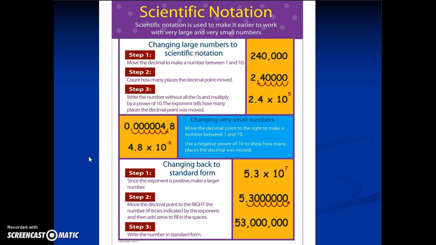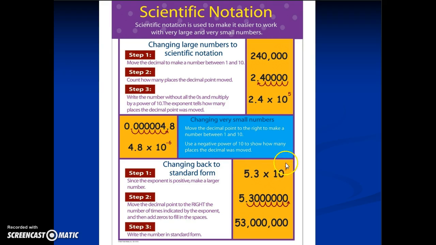One other skill to be able to do is to change from scientific notation to standard form. In this case, we start with a number in scientific notation, 5.3 times 10 to the 7th, and we do the process in reverse. Step 2, we're moving the decimal 7 places because the exponent is 7. Now, the instructions emphasize the direction because we move the decimal point to the right because it is a positive exponent.